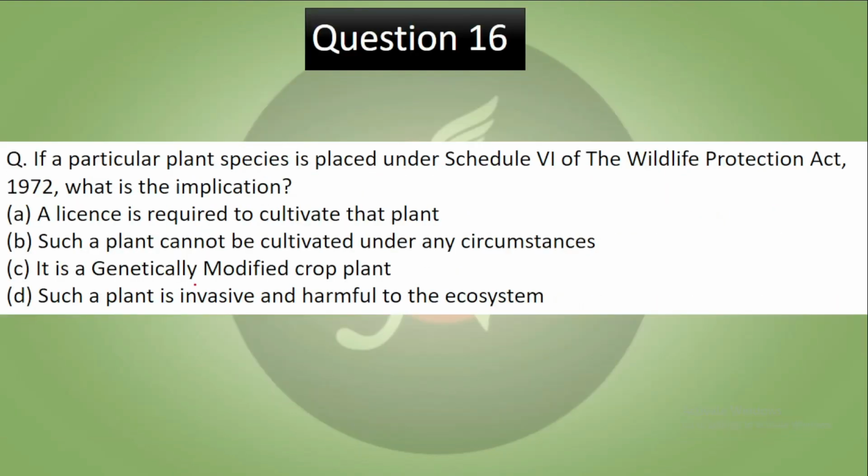16. If a particular plant species is placed under the Schedule 6 of the Wildlife Protection Act, a license is required for its cultivation. Such a plant cannot be cultivated under any circumstances. It is a genetically modified crop plant. Such a plant is invasive or harmful to the ecosystem. Pause the video, try to answer. Now let's see the answer.